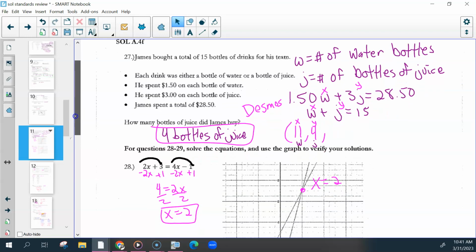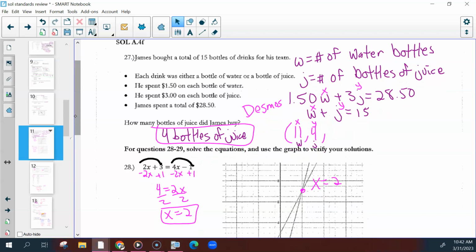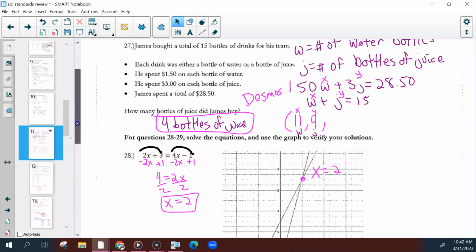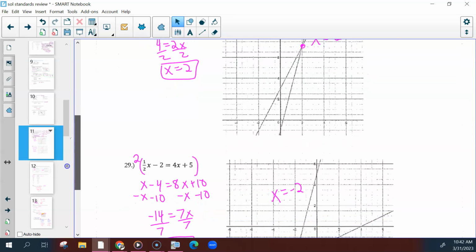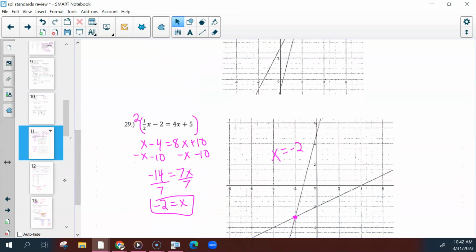28 and 29, you didn't really need to solve, but you could have still solved because it graphed the answer for you. So if you were solving, you should have gotten x equals 2, but what it did was took this part and graphed it, and this part and graphed it, and found that intersection. And then did the same thing for 29. You may have not solved it like this. If you solved it, I got rid of the fraction by multiplying everything by 2, so the answer was x equals negative.